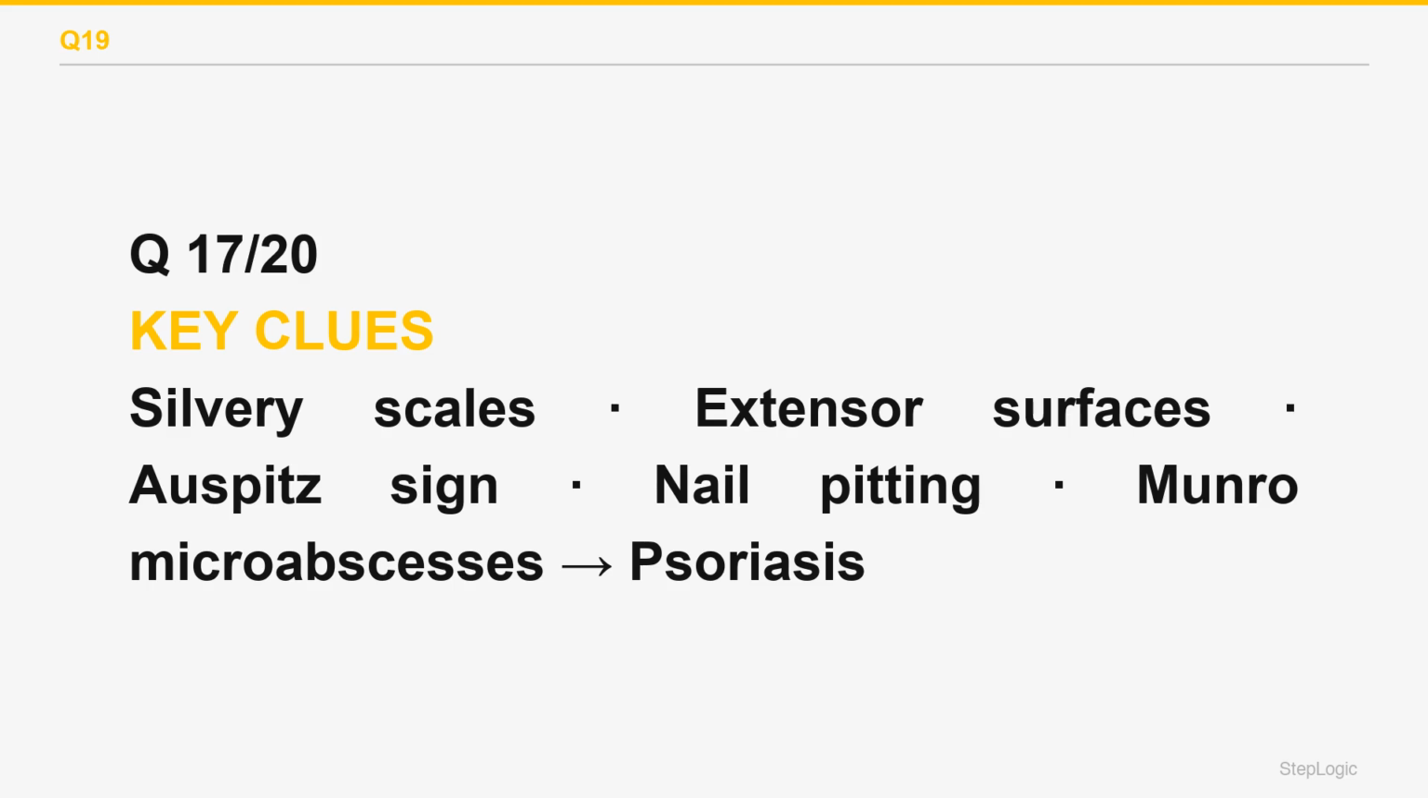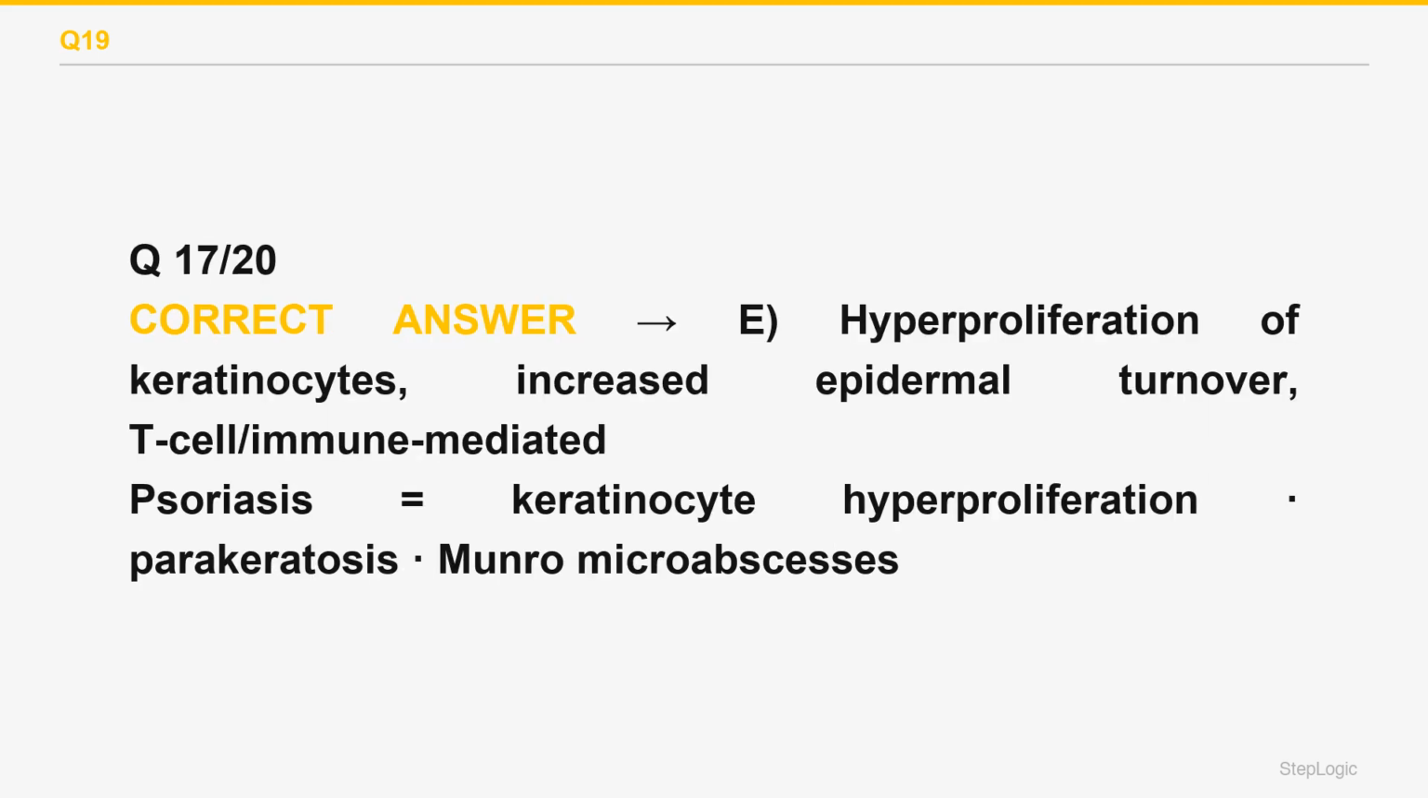Because the keratinocytes proliferate too fast, the epidermis thickens, acanthosis, and the cells reach the surface without maturing, retaining their nuclei in the stratum corneum, parakeratosis, forming the thick silvery scale. Neutrophils collect in the epidermis as Munro microabscesses. The correct answer is E.